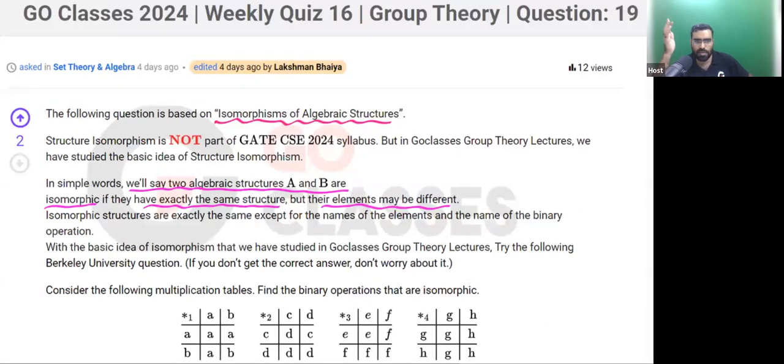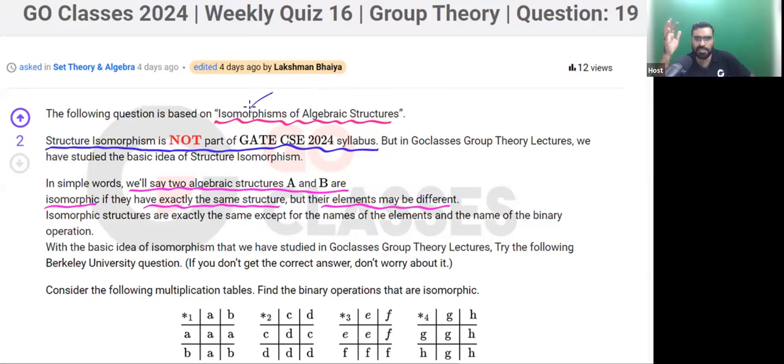Again, I am telling you, that is the reason I have already written in the question that this is not part of the GATE syllabus. You can check it. Okay. But did you understand some basic idea?